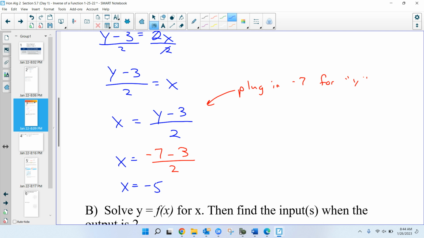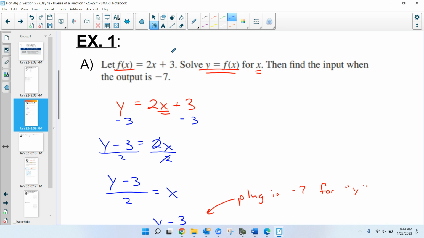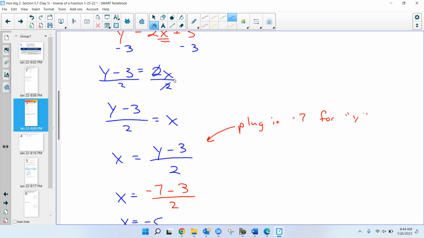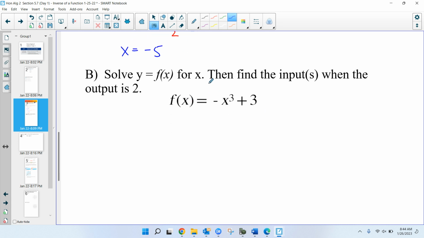All right, now how could we check that? Go back to the beginning, plug in negative 5 for x and see if we get negative 7 for y. Let's see it. Ready? 2 times negative 5. Negative 10 plus 3. Negative 7. Feel pretty good about that, right? All right, they're trying to get you guys into an exercise that's going to help us here in a little bit. So I want you to try to do the same thing for letter B. All right, you got this. Ramps it up a little bit.